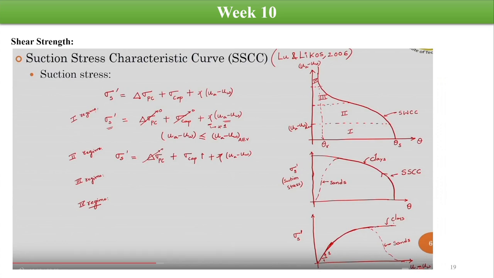So here we can divide SWCC in 4 zones. Number 1 is before the air entry values, and there is a zone 2 where this transition will take place. Then zone 3 and zone 4, the residual zone, we can say. Okay, so based on this SWCC curve, the SSCC curve is plotted here, the suction stress characteristic curve. For the clay soil it will go like this, and for the sands it will drop like this.